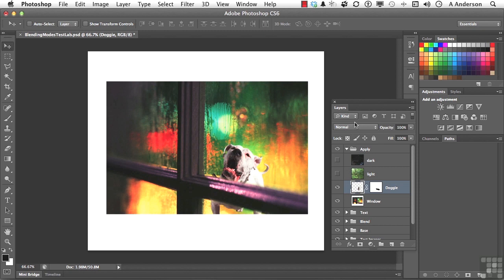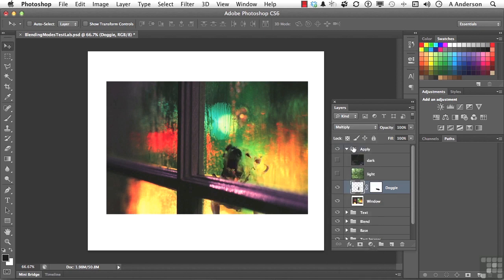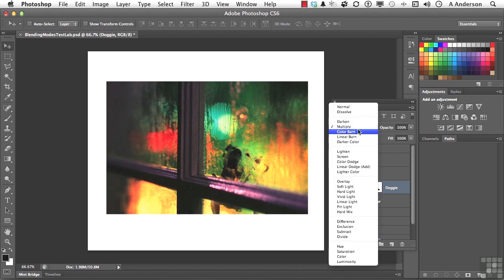We could try multiply. Computer, I want you to multiply the dog into the window. Now that will work in terms of multiply, but the overall effect is so intense it makes him look semi-transparent. So we've got ghost dog. We could try a lot of these, but the one we want and the one that works based on what we're doing, and you might have to change that if you're dealing with other images with other colors, is luminosity.